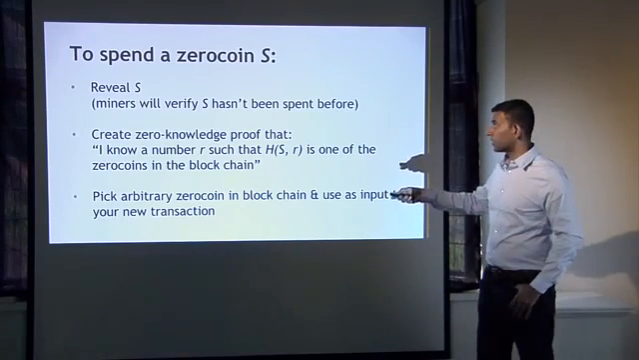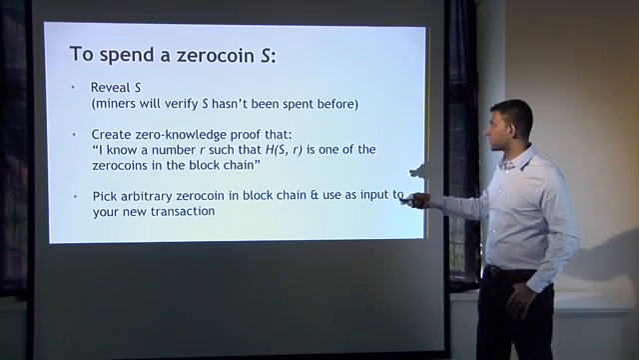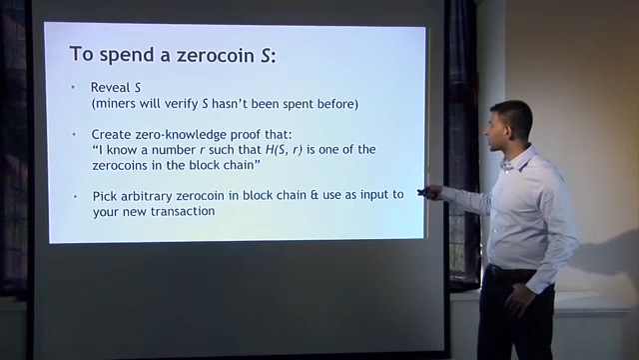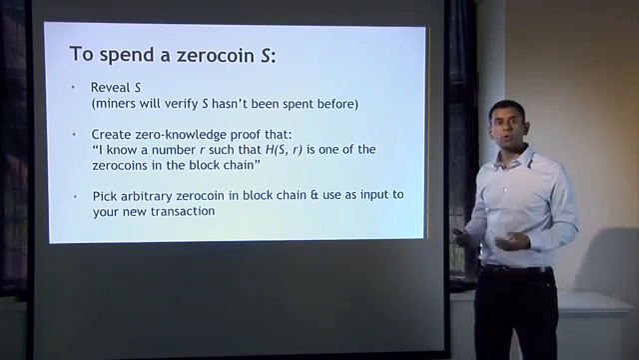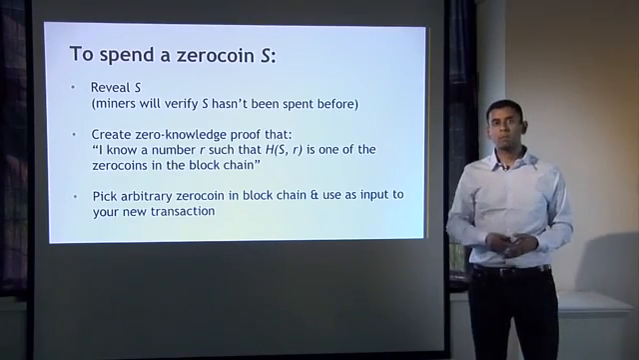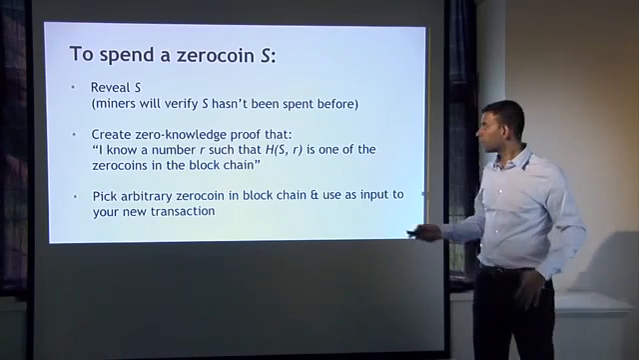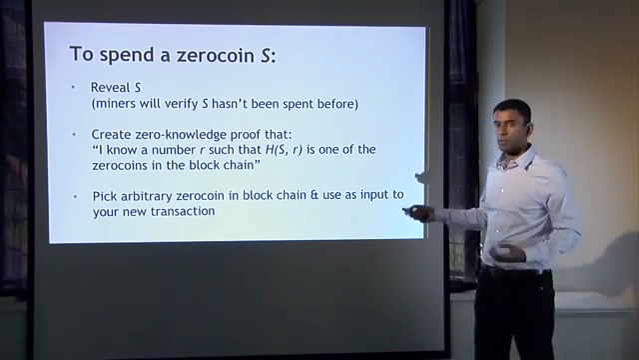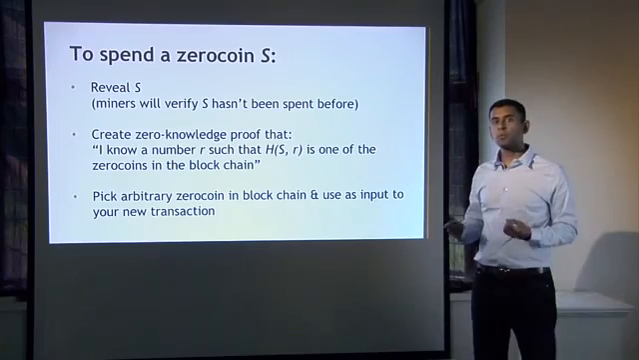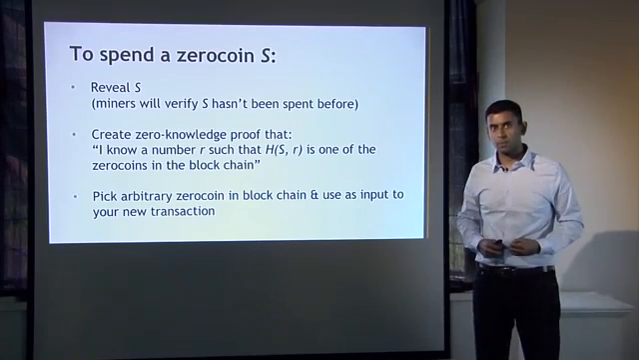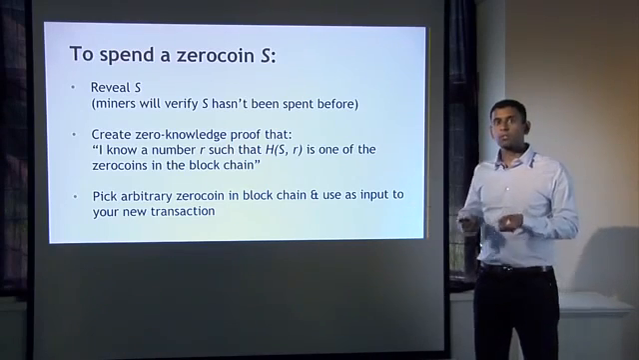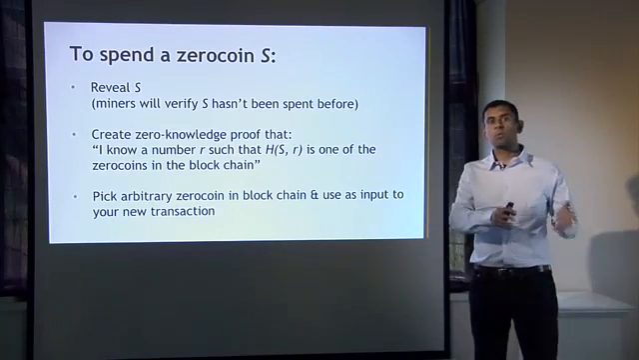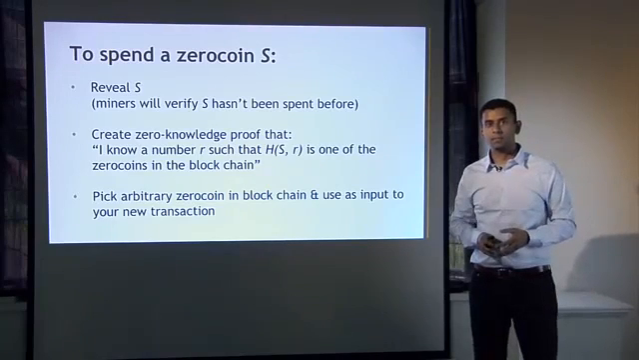Next, you'll create a zero-knowledge proof that we just talked about. And specifically, the zero-knowledge proof will say, I know a number R such that the hash of the serial number together with R corresponds to one of the ZeroCoins in the blockchain. And we'll make that statement more mathematically precise in a second. But think about what this says. It doesn't reveal that random number R. But somehow you're proving that you are in possession of that number, which combined with this serial number that you have just made public, will result in the ZeroCoin that was once in the past put onto the blockchain.